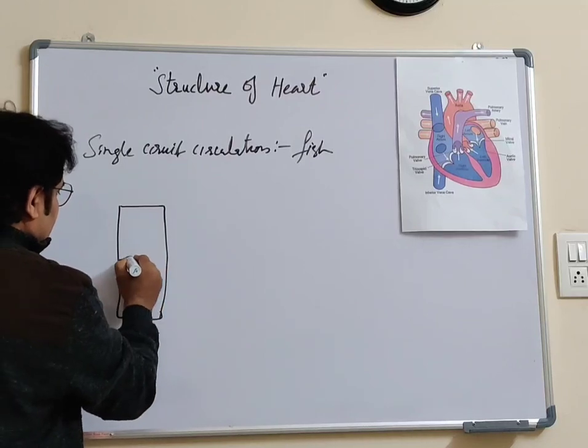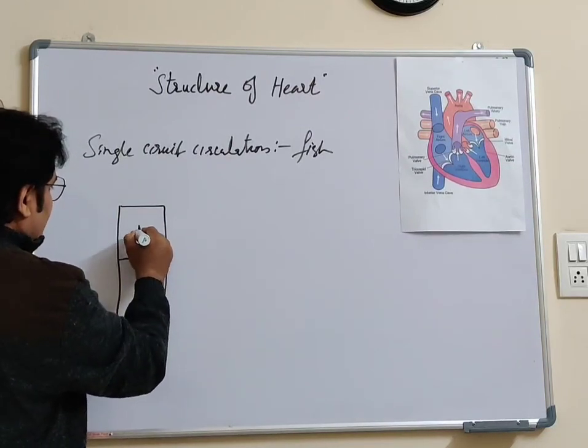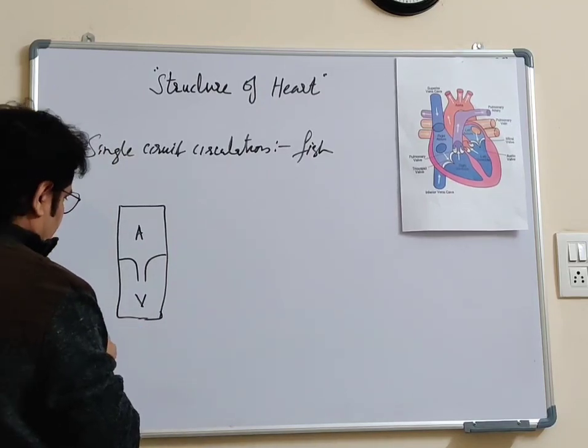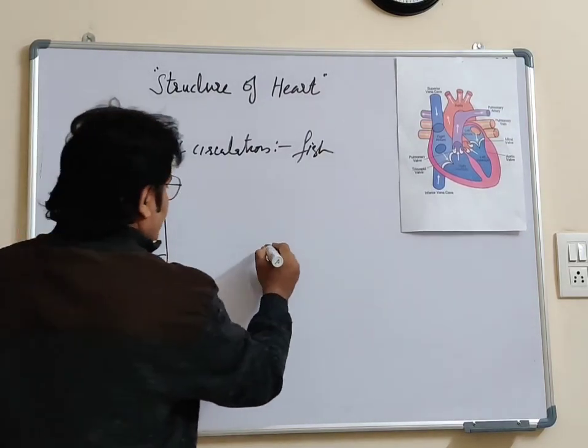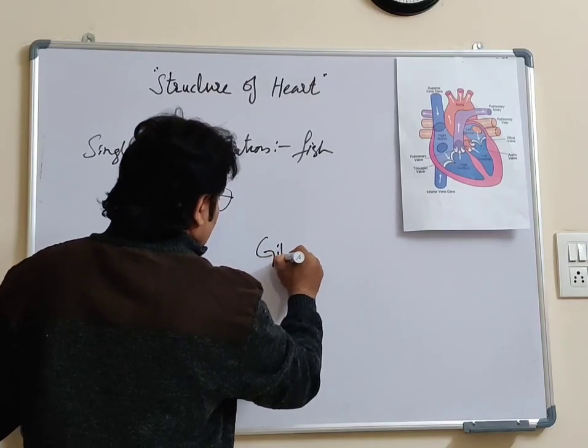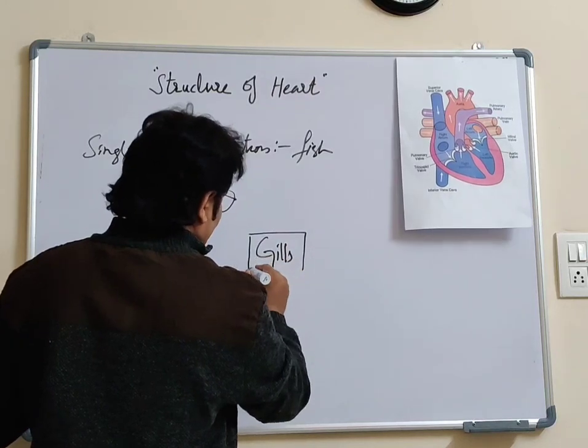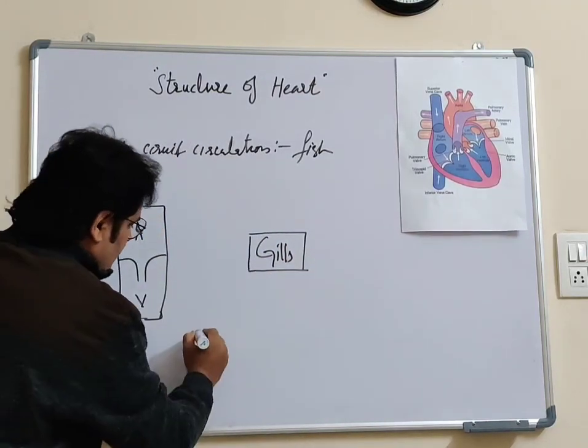Clear? One is auricle and the second is ventricle. Clear? Now here we write the gills. Okay. Fishes will have the gills. Human beings will have the lungs. Clear? Now body parts.